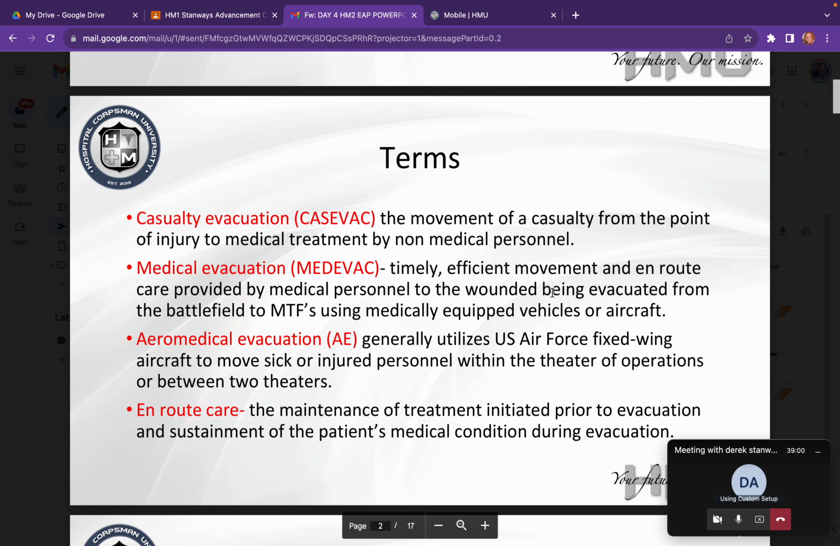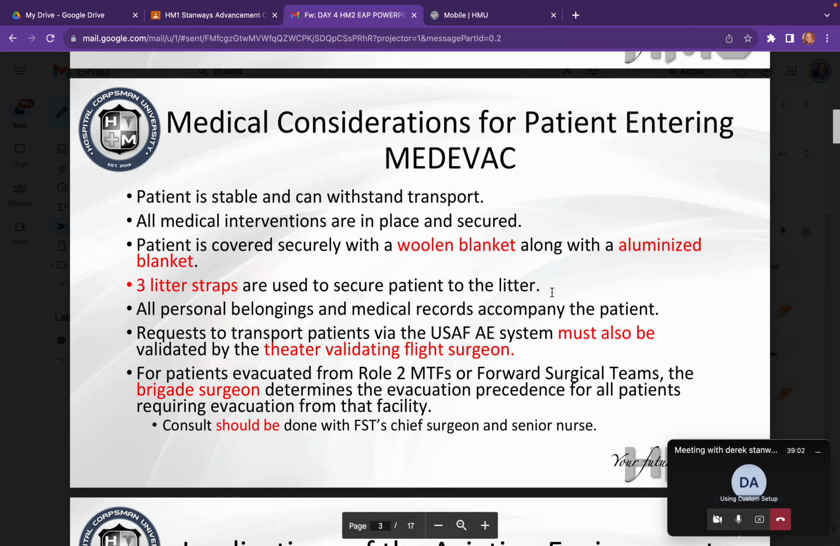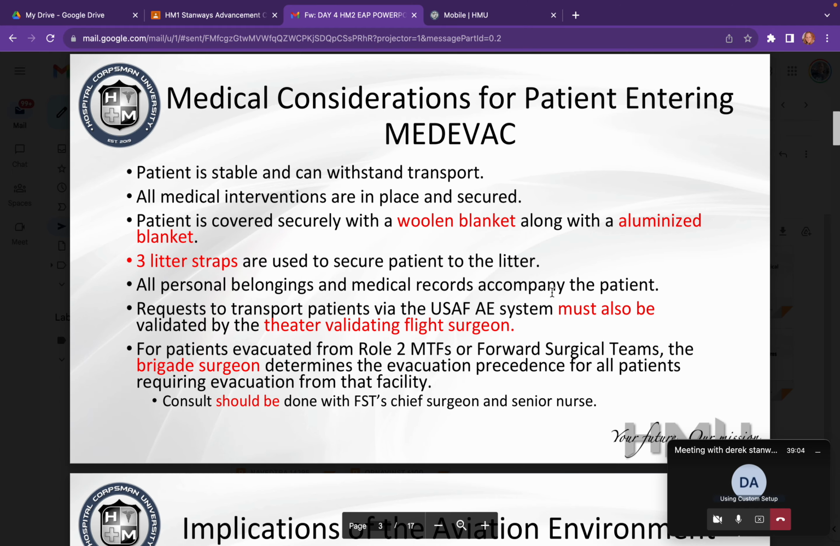So, things to consider for a patient entering medevac. Is the patient clean? Is the patient stable and can withstand transport? All medical interventions are in place and secure, i.e. whatever dressings, tourniquets, things that you may have placed on the patient, you make sure you're double checking all those are good to go. Patient is securely covered with a blanket along with an aluminized blanket.